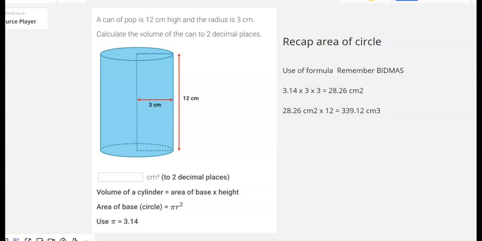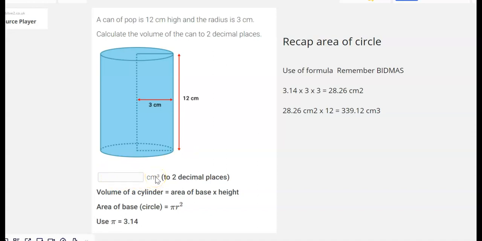So remember, radius applies to circles and the definition is from the middle of the circle to the end. If it was given the diameter, it would go all the way across and it would be 6 centimeters. Calculate the volume of the can to 2 decimal places. So we've got a level of accuracy there, which may involve rounding up or rounding down, depending on the answer on your calculator. So we've got the blank there to put the answer in, and there is the unit.